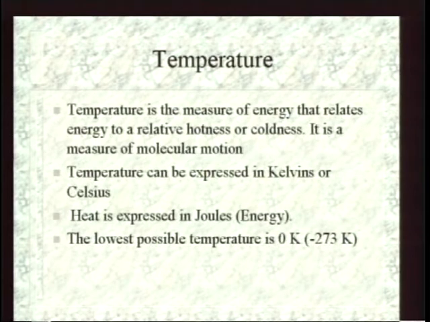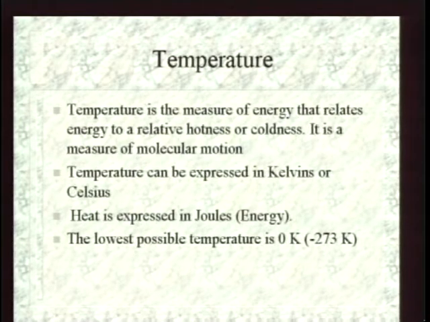The next term is temperature. Temperature is the measure of energy that relates energy to the relative hotness or coldness of the object. It is a measure of molecular motion. So to determine the temperature, first a temperature scale needs to be developed. Once the scale is developed, that's where these terms hotness or coldness come into play. If it's a higher value on the temperature scale, then it's warming. If it's cooling on that temperature scale, then it's cold. Keep in mind that the words hotness and coldness are relative terms.